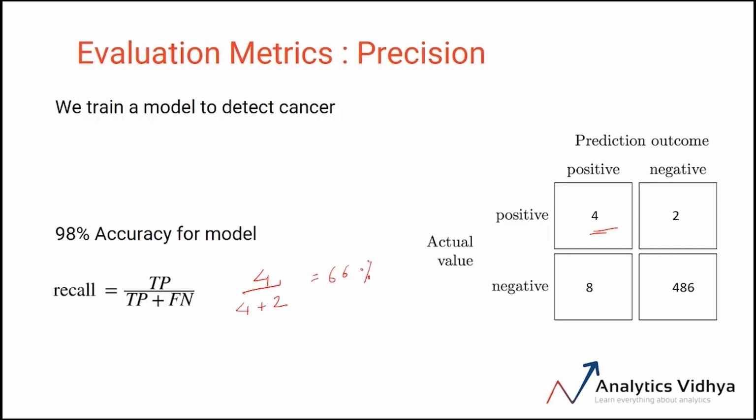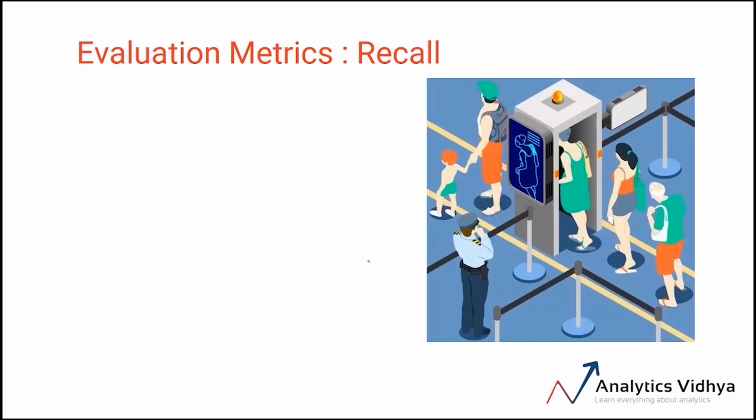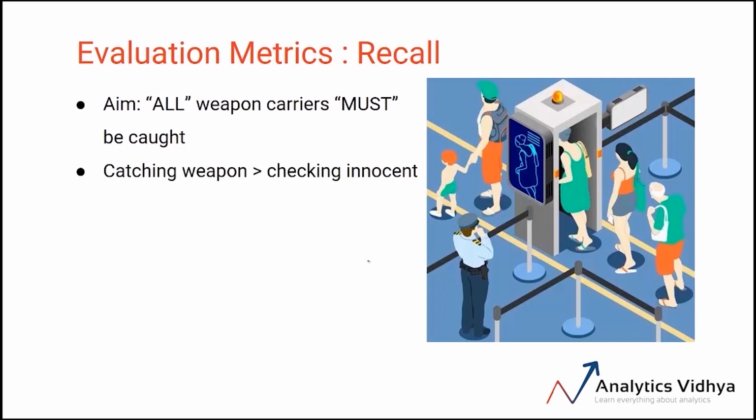Like we did for precision, I'm going to take up a use case to show how recall works in the real world scenario. Consider that you are at the airport and passing through the metal detector. The aim of the security is to catch all the people who are carrying weapons. In order to catch every person who is carrying a weapon, the security guard will check any person for whom the metal detector rings, irrespective of whether he or she is innocent or not. In other words, it is important to catch the weapon carrier than check an innocent person for weapons.